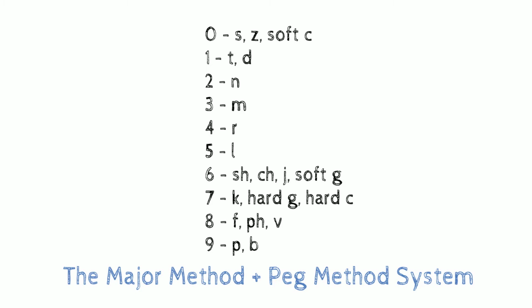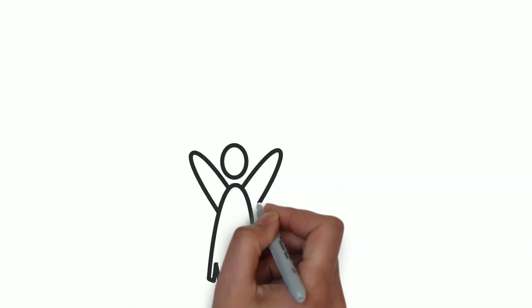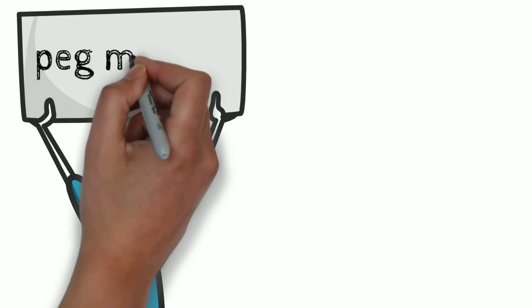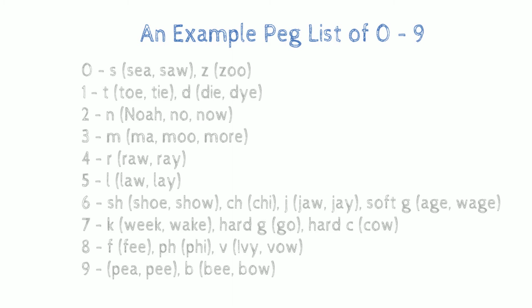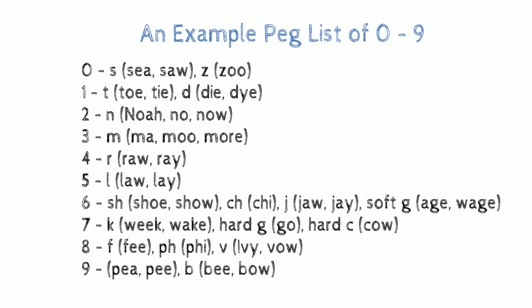So the major method helps us to come up with these consonants for each number, but they don't really mean anything by themselves. That's why we need the PEG method to come up with words for each number, and that's where the magic happens. Using the same consonants for each number, here's a sample PEG list you can use. But once you get the hang of it, I want you to come up with your own PEG list.